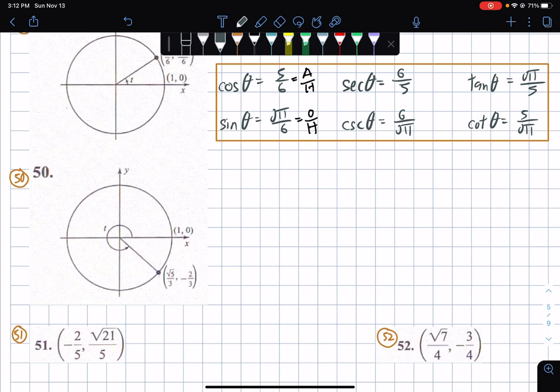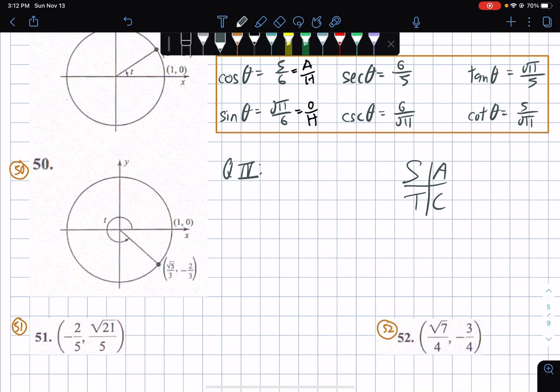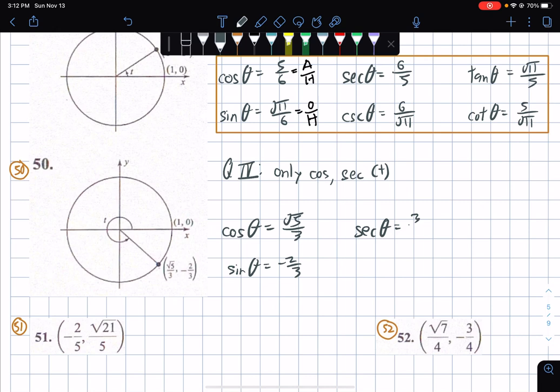Let's move on to number 50. This is quadrant 4. Basically, in SATC, only cosine and secant are positive. So cosine theta is equal to square root of 5 over 3. Sine theta is equal to negative 2 over 3. And so secant theta is equal to 3 over square root of 5. Cosecant theta is equal to negative 3 over 2.